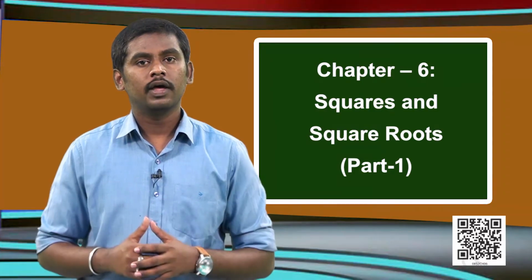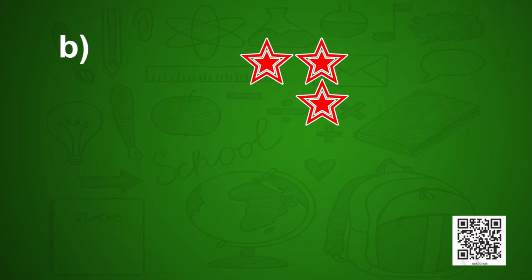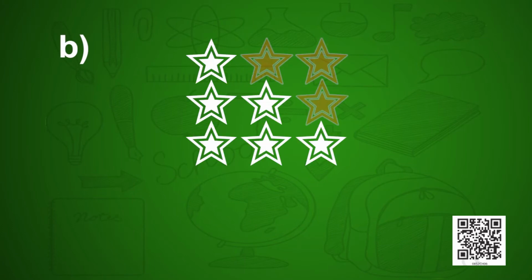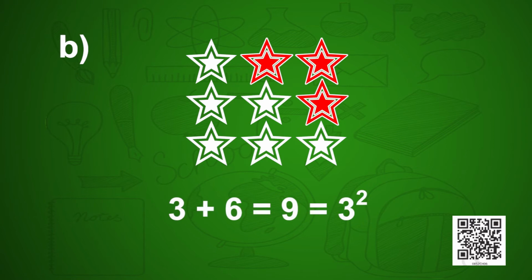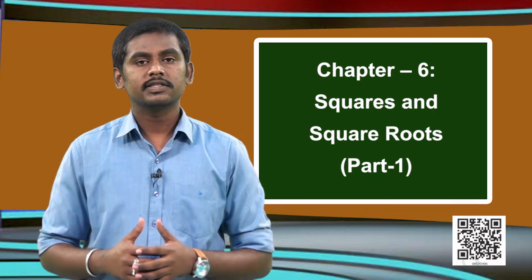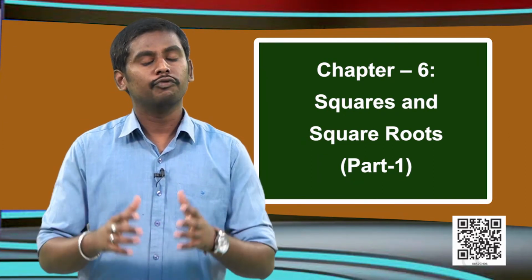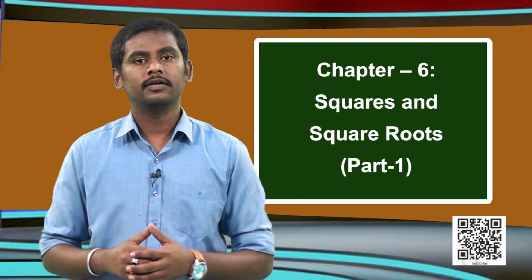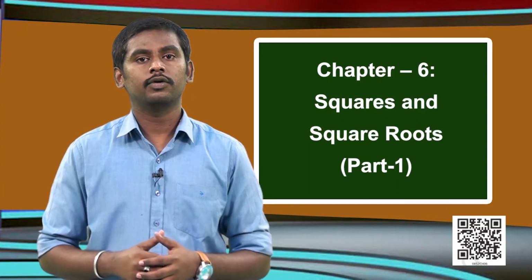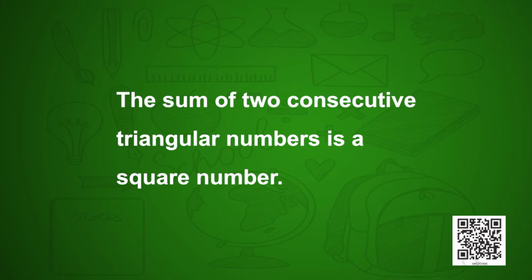Let us observe the next two consecutive triangular numbers. We have the numbers 3 and 6. When we add these two, 3 plus 6 is equal to 9, which is again nothing but 3 square, a square number. So, like this, whenever you take two consecutive triangular numbers and add them, we always end up with a square number. That is the first pattern we can observe, adding up of triangular numbers. A sum of two consecutive triangular numbers will give us a square number.